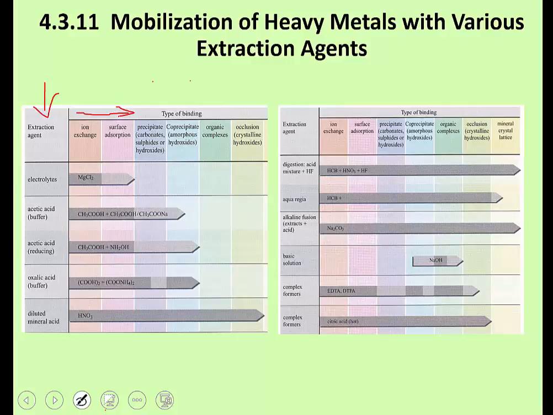Okay, you don't need to be able to recreate this plot in any way, but you do want to have a feel for what the extraction agents are that are available and what they are useful for. So for example, if you're using electrolytes, let's say, magnesium chloride, for example, ion exchange, surface absorption, you can use it. You're not going to go much beyond that. Okay, so you can see kind of where the cutoffs are for those, how far out you can use those.